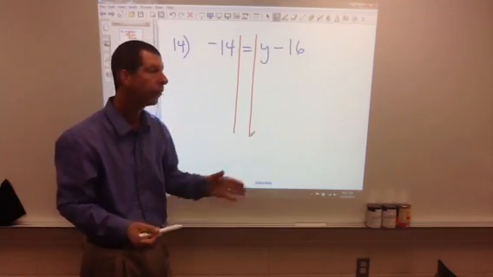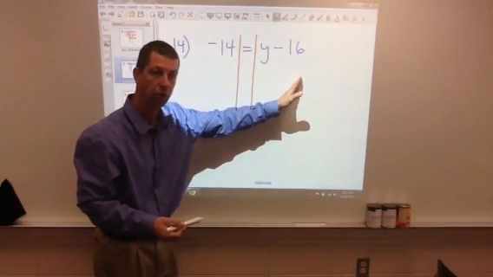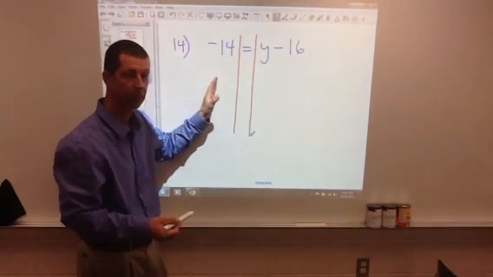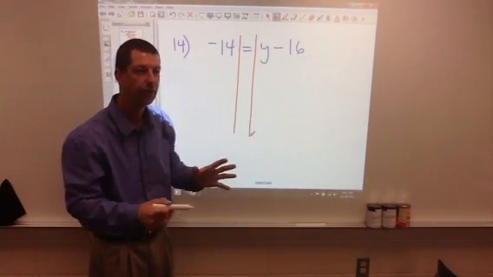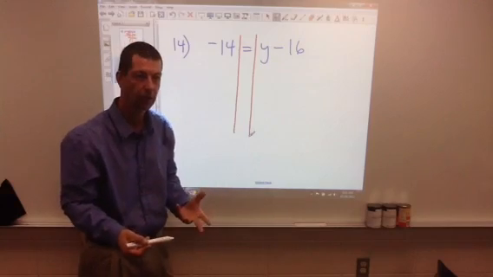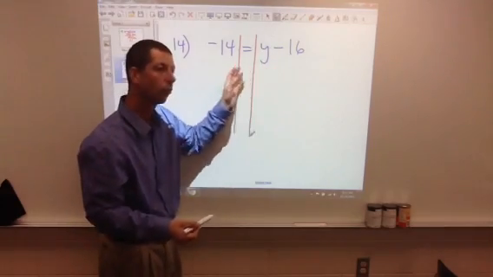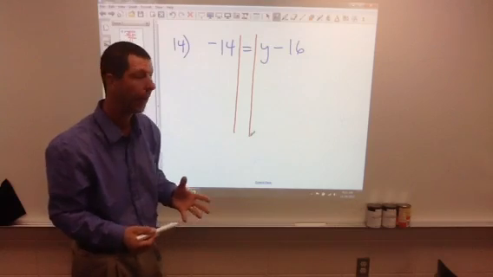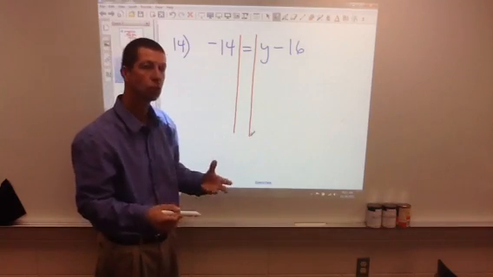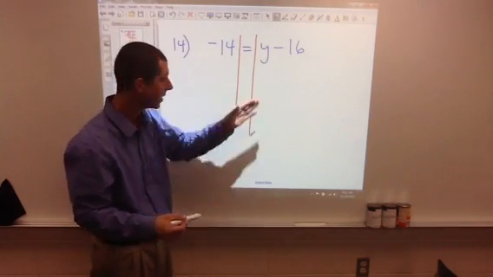And remember, whatever you do to one side of the equation, you have to do the exact same thing to the other side of the equation. Even if it's the wrong thing, even if it's something that doesn't help in solving the problem, if you do it to both sides of the equation, you will not mess up the problem, okay?